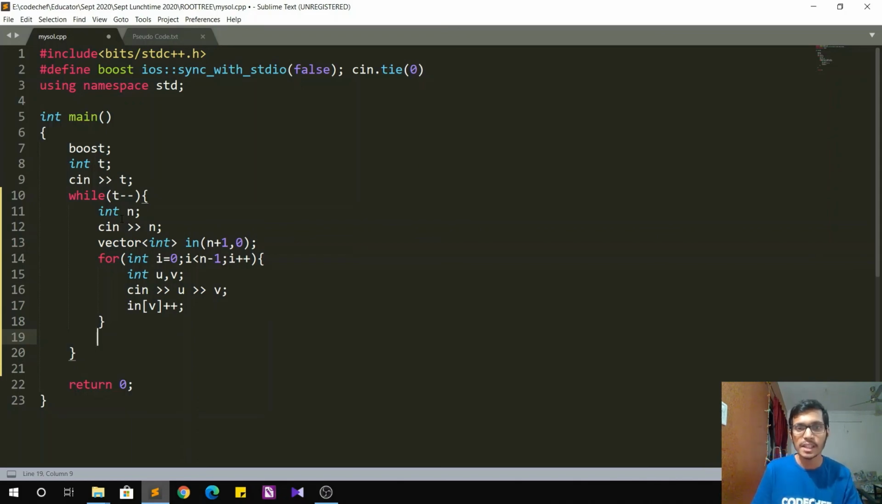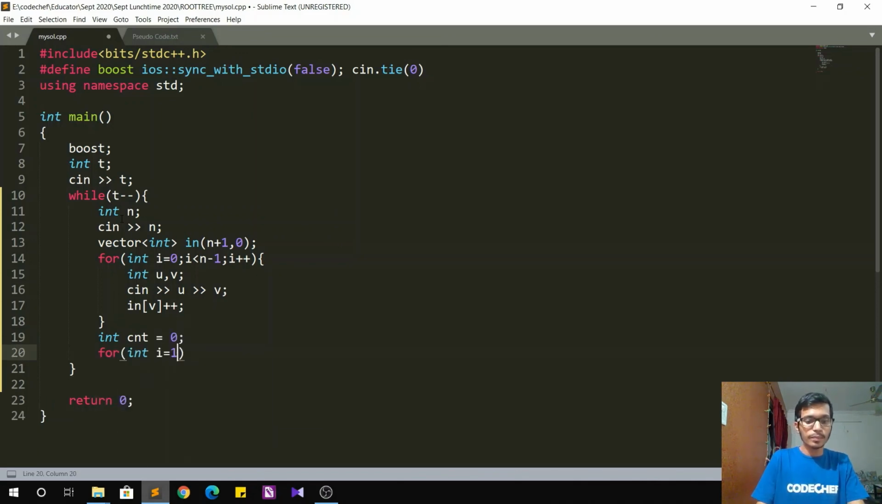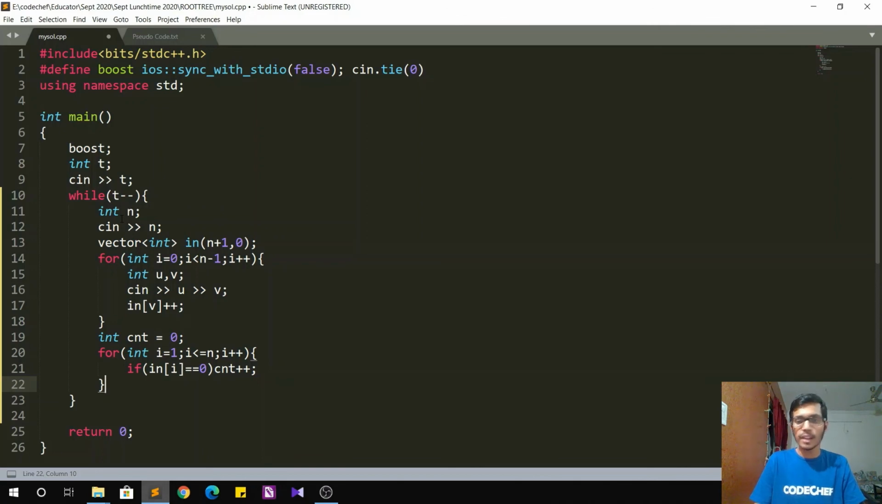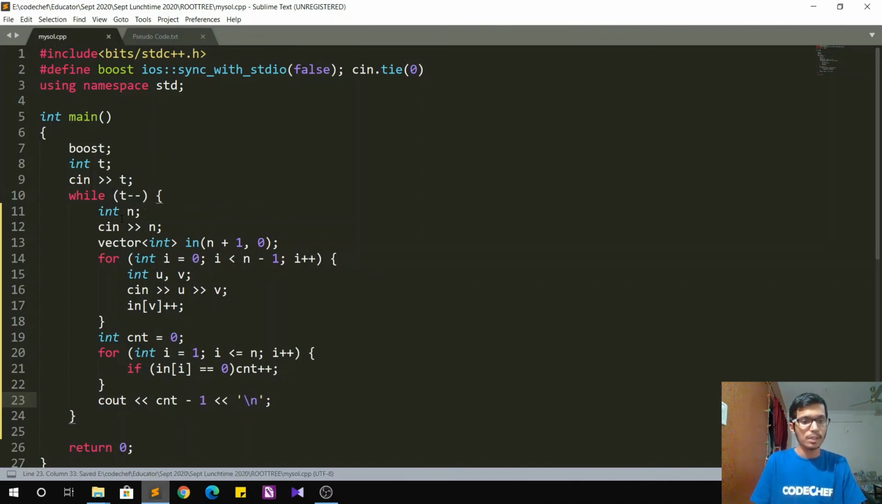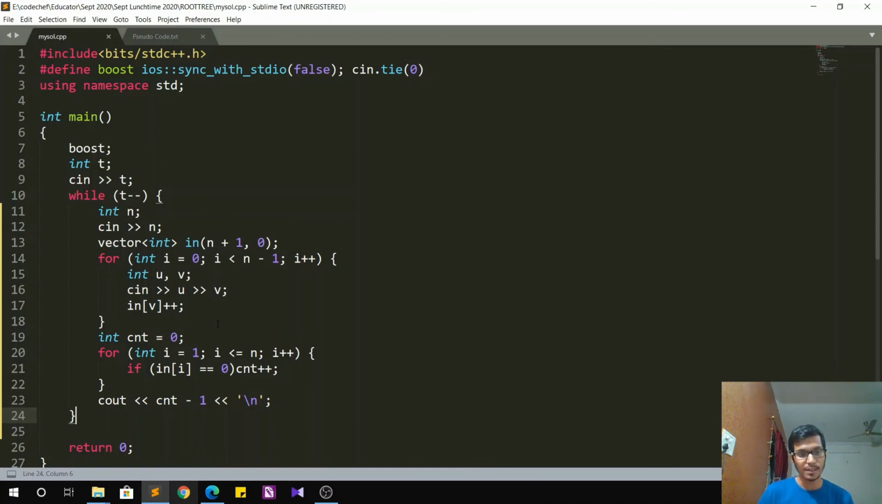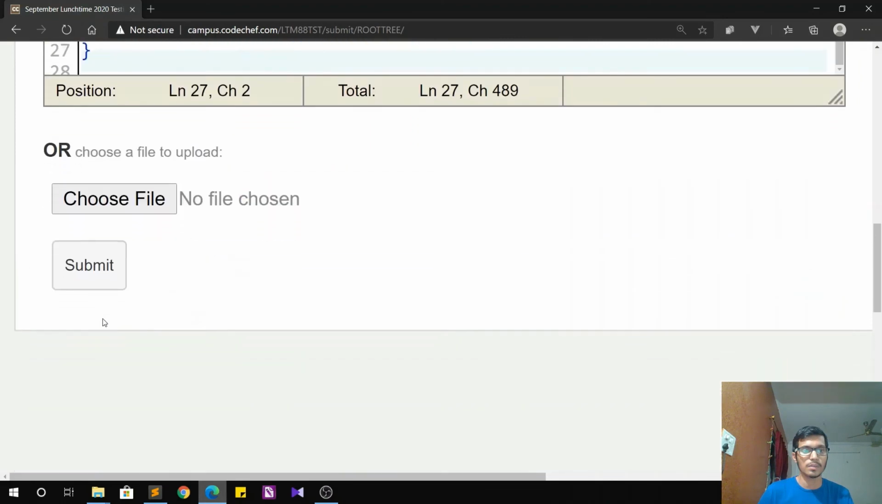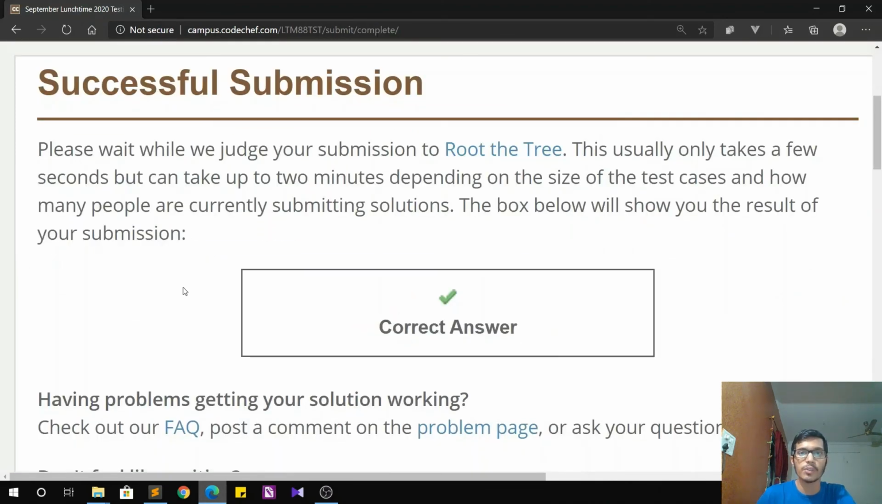Now after taking the input for each edge and incrementing the in degree of the corresponding node, we will count the total number of nodes having in degree exactly equal to 0. So let's create a variable for that by the name count, and for i equals 1 to i equals n, if my in degree is equal to 0, I increment my count, and finally I output my answer as count minus 1. And that's it. We are ready with our code. So let's submit this code on CodeChef and let's hope for a quick AC. Great, so our solution works.